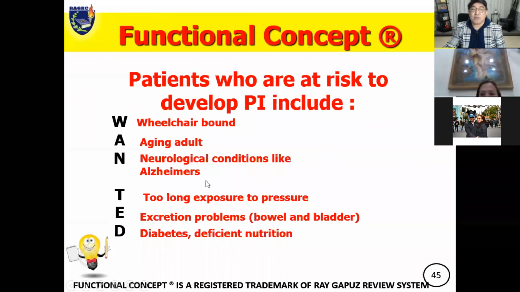I'd like to highlight one thing: the wheelchair bound and the aging adult. Now take note, will the use of your donut ring help a patient who's wheelchair bound prevent the development of pressure injury in the sacral area? No, the donut ring could actually exert pressure on the surrounding tissues, and that's not good for the patient. So that's not indicated.